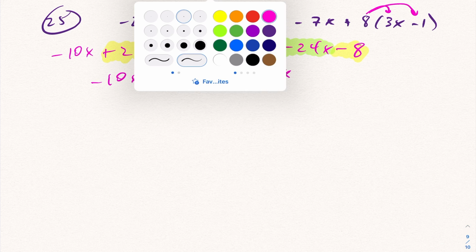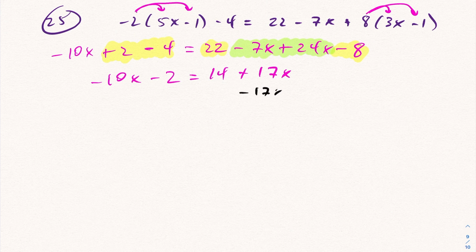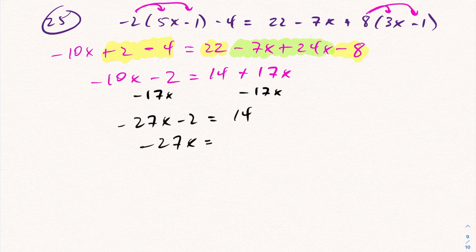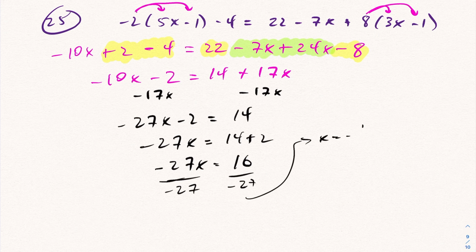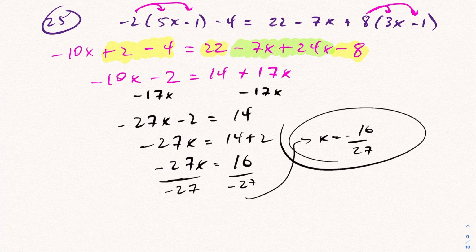So now I want to go ahead and solve for x. So I'm going to subtract 17x on both sides. We get minus 27x minus 2 is 14. Add 2 to both sides. You get 14 plus 2. Okay, so you get minus 27x equals 16. Divide across by minus 27 on both sides of the equation. You get x is negative 16 over 27. And that would be in lowest terms.